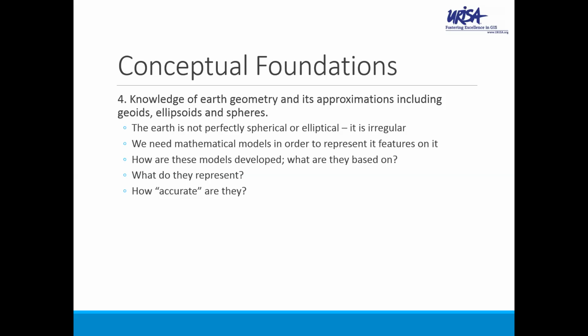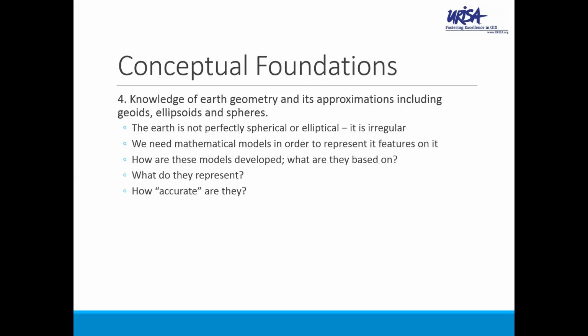So it becomes important then, as part of what we need to know in our use of a GIS or in building GIS, how are these models developed? What are they based on? Right? The Clarke ellipsoid, I think it was 1866, and more and more precision in the mathematical models that we have today. But what exactly do they represent? And how accurate, in fact, are they when we're trying to represent this irregular surface?